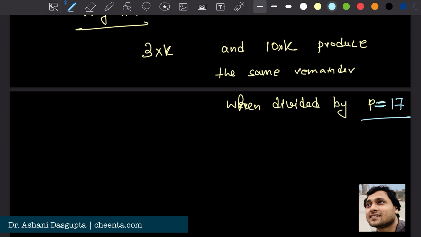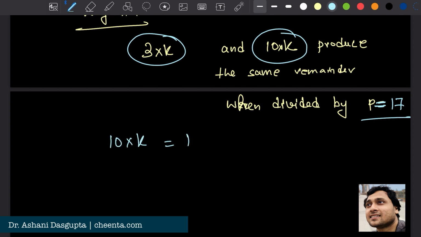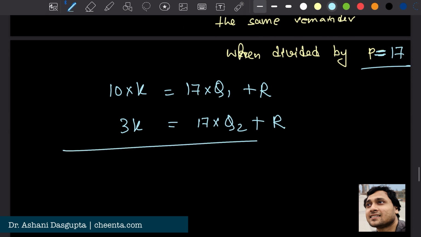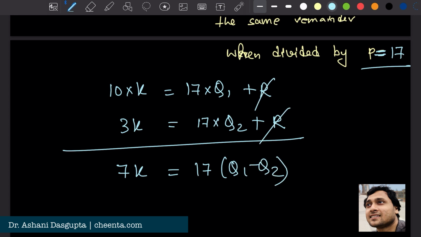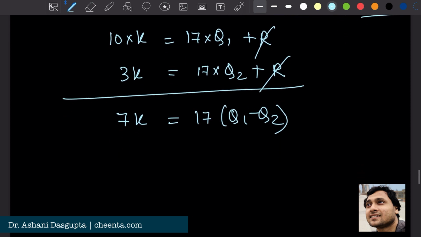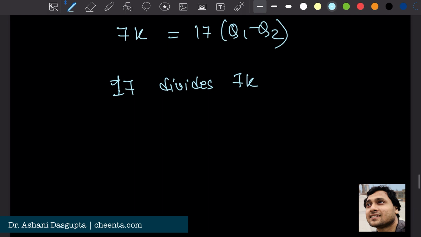So can this happen? Well, if they produce the same remainder, that is 10 times k is equal to 17 times some quotient plus remainder, and 3 times k is 17 times some other quotient plus the same remainder, then if you subtract it, you'll get 7 times k equal to 17 times q1 minus q2, as these two remainders will cancel off, which basically means that 17 divides 7 times k.